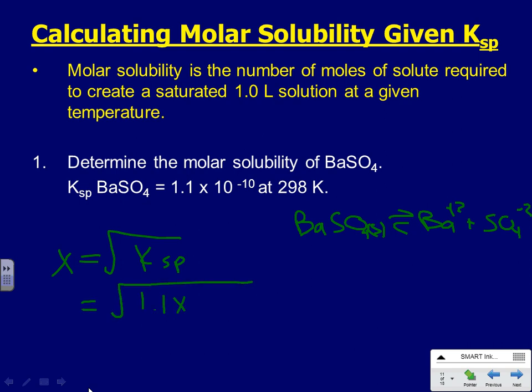The root of 1.1 times 10 to the minus 10. Again, power of 10 estimation. When you take the square root, what are you doing with the exponent on your power of 10?